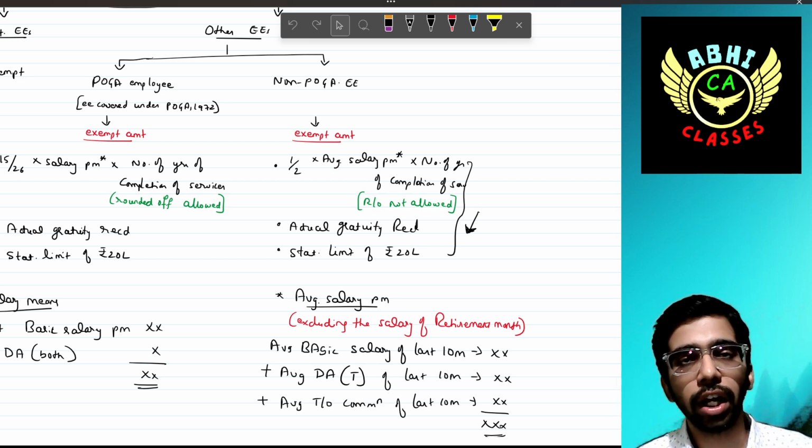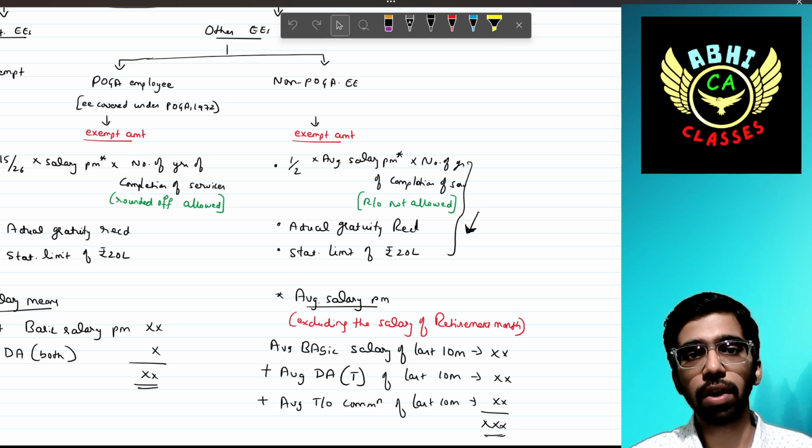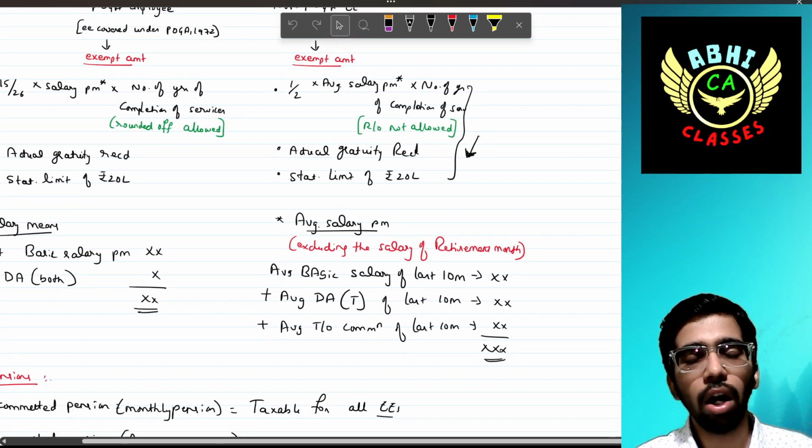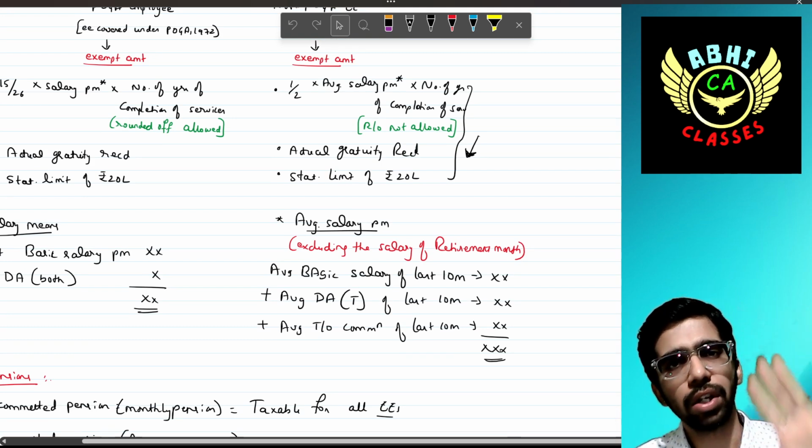The 7 months is a loss, because he is not covered under the POGA Act. Hence, half into average salary per month into number of years of completion of services. Round off is not allowed. Or actual gratuity received, or the statutory limit of 20 lakh, whichever is lower.